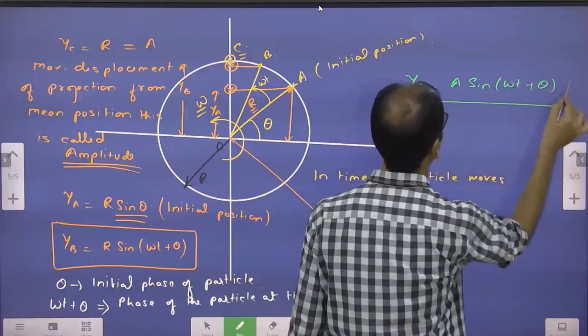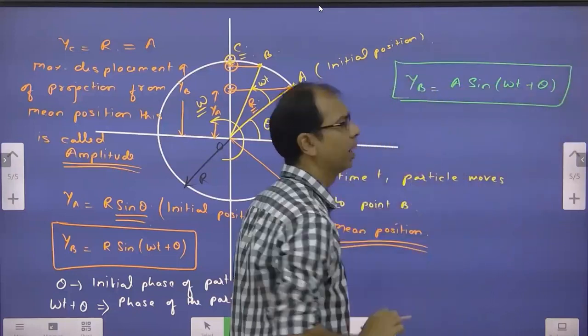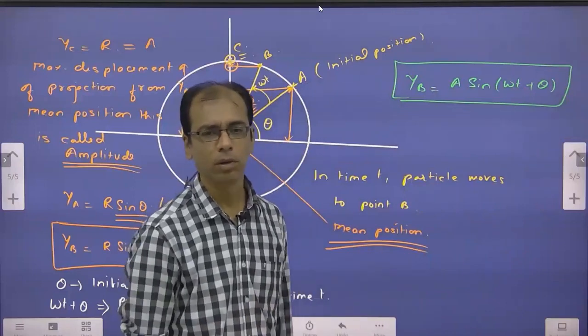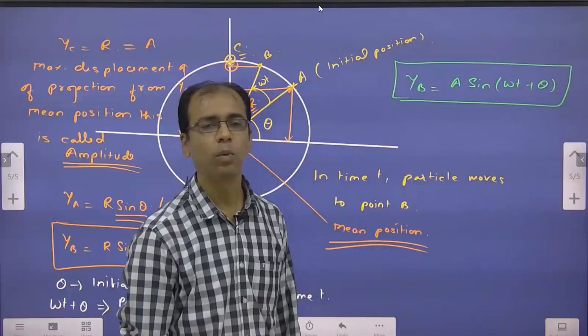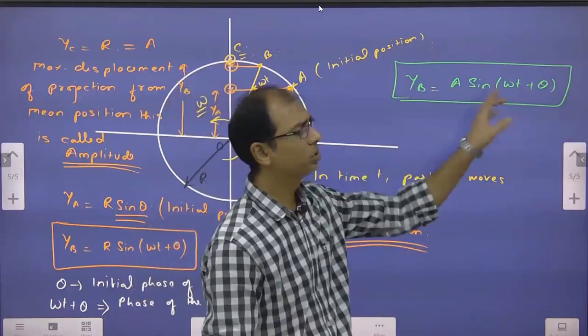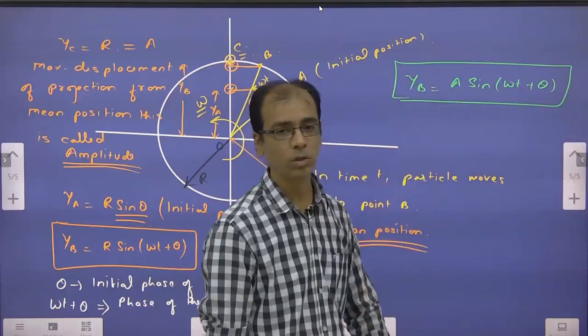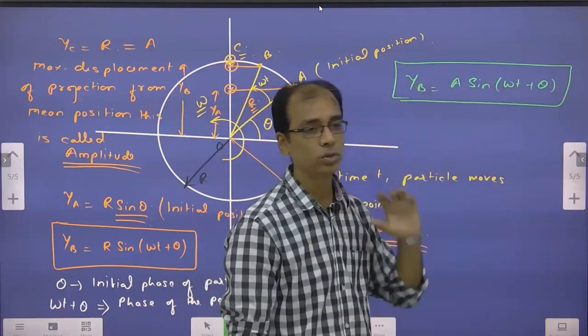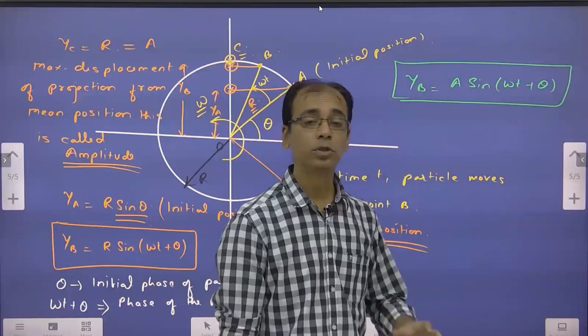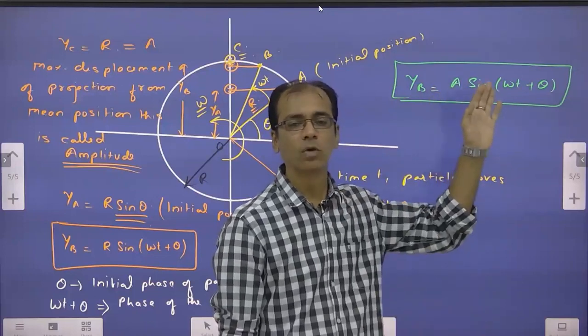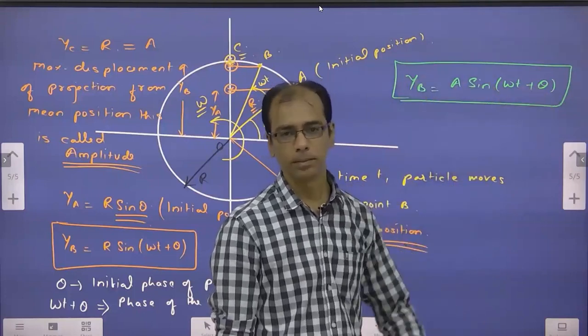Suppose I am going to write this at some other times, T1, T2, T3, T4, and I say you write the position. What is going to change? Is theta going to change? No. It's the initial position, how can it change? Is A going to change? No. Only t is going to change. So the position of the particle at any time is A sine omega, that time, plus theta.